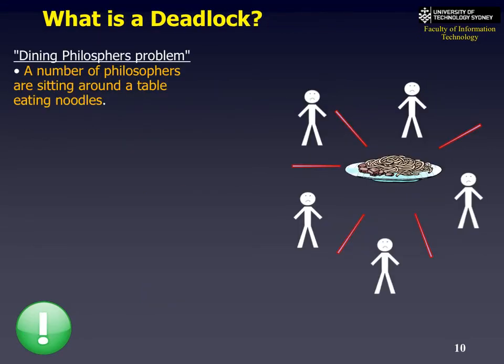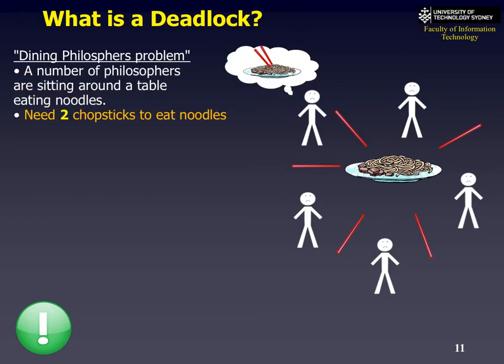In computer science, a very common way of describing a deadlock is called the dining philosophers problem. I've actually modified this slightly because they use forks, and everybody knows you can eat spaghetti with one fork. Here's the problem. A number of philosophers are sitting around the table eating noodles. In order to eat noodles, you need two chopsticks. But there's only five philosophers, and there's only five chopsticks. That's not good news.